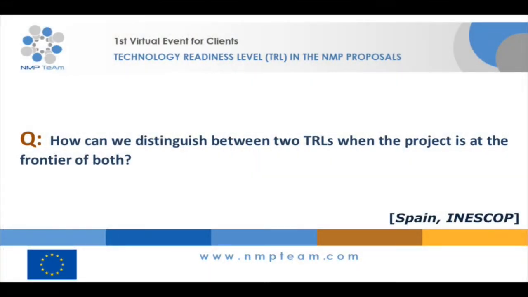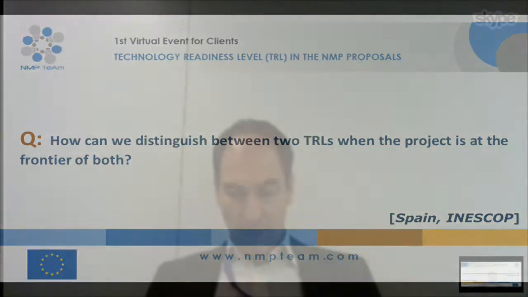How can we distinguish between two TRLs when the project is at the frontier of both? I suppose you mean if the project sits at the interface. But as you've seen, we are not absolute about that. We accept that the project will deal with a range of TRLs and will reach a certain TRL at the end. I hope this answers this particular question. And please come back to me if it doesn't.